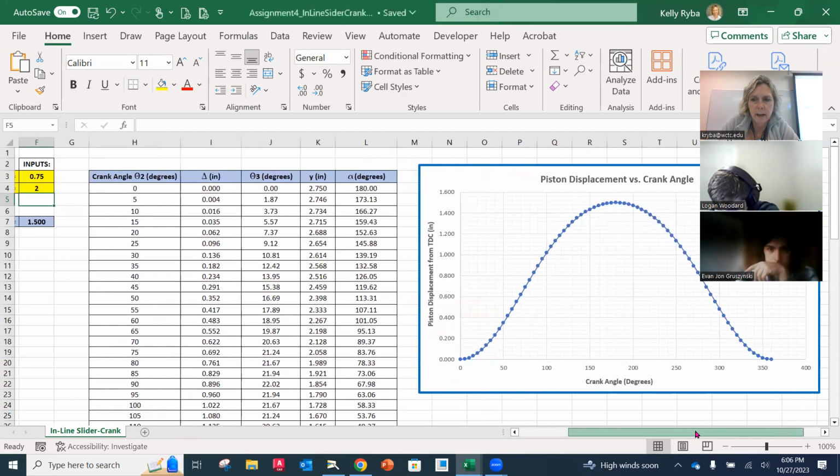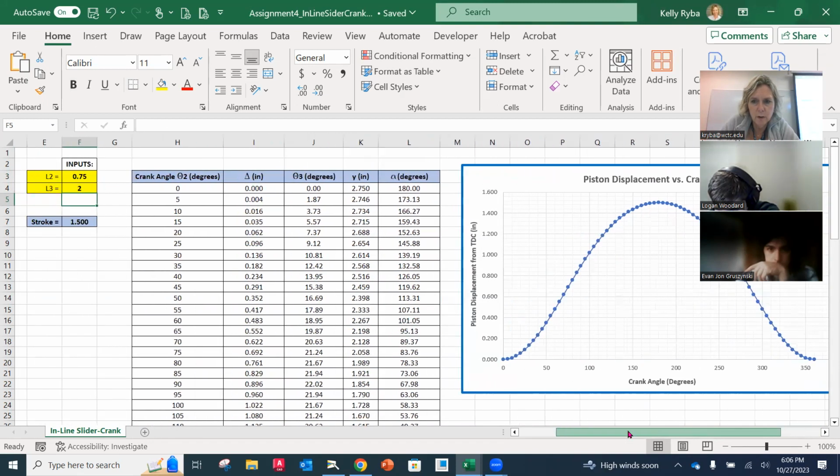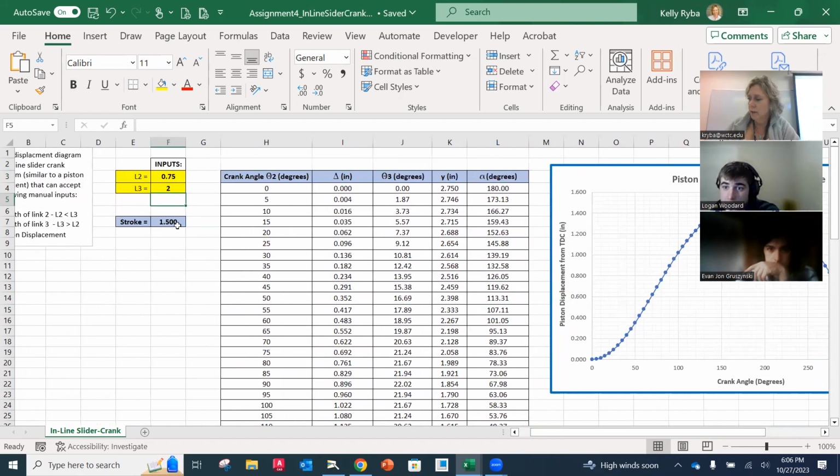It updated our graph, and you'll notice that now, although we don't read it, the high point, the stroke of it, is 1.5 inches. When you compare it back to the diagram in the book, it matches that exactly. So you are going to be doing an inline slider crank mechanism, and you're going to plug your numbers in here, but that's not going to get you 10 points.